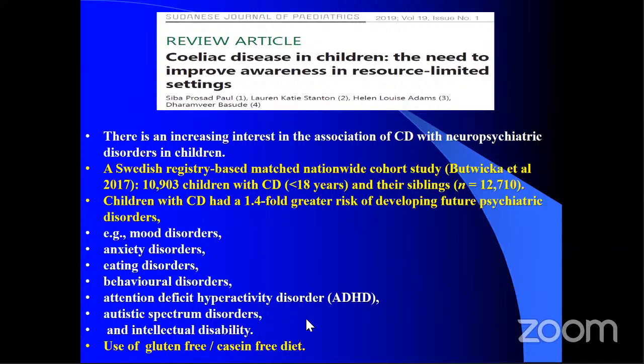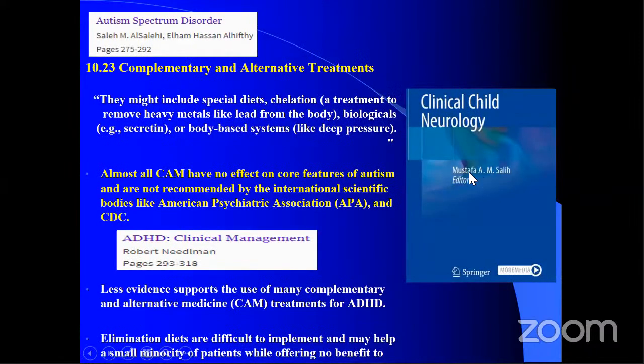This is why special diets were used for treatment of autism and for ADHD, by the use of a gluten-free diet and a casein-free diet. However, these proved not to be effective, and this is reflected in the book which we published recently, 6 months ago, on clinical child neurology.